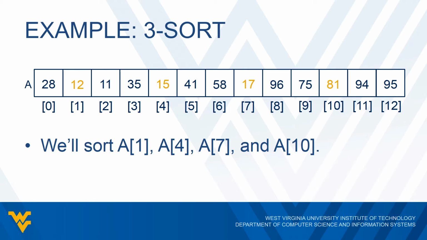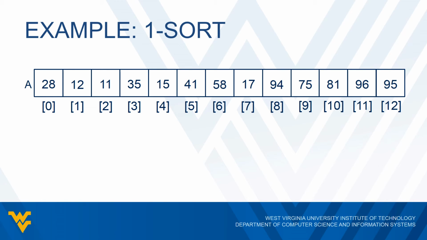We'll next sort A1, A4, A7, and A10 since they're all 3 apart from each other. So we put 12 in A1, 15 in A4, 17 in A7, and 81 in A10. We then sort A2, A5, A8, and A11 because all those are 3 elements apart from each other. So we get 11 in A2, 14 goes into A5, 94 goes into A8, and 96 goes into A11. So now we see that this array is 3 sorted, and it's also 5 sorted.